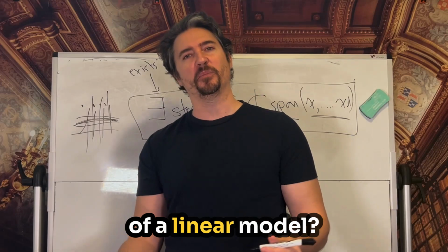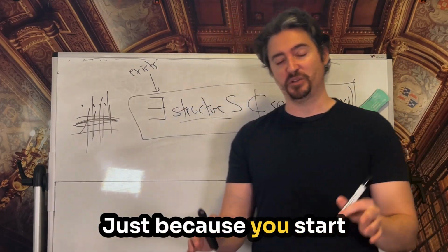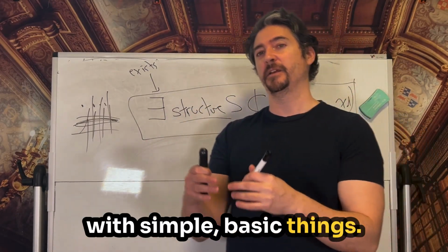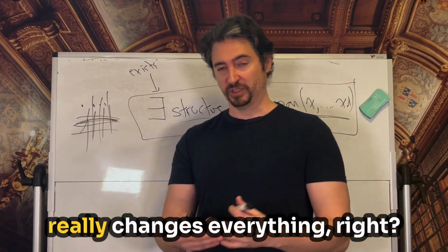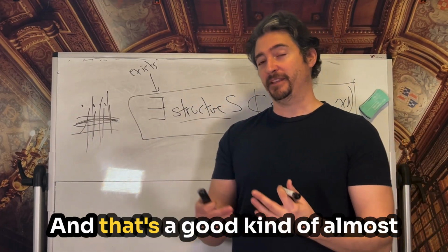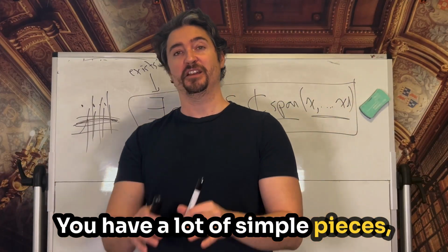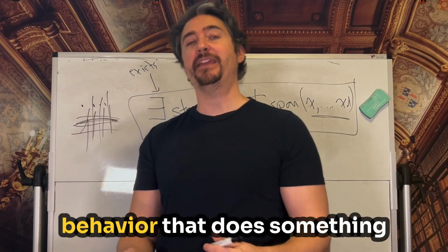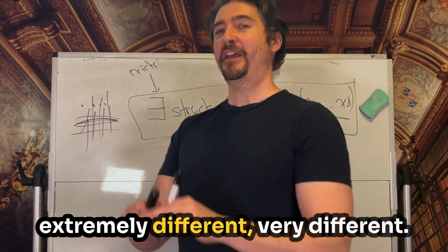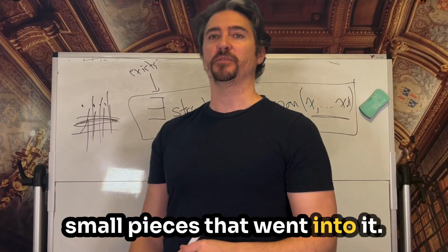So isn't it still kind of a linear model? We're going to see how this is just absolutely not the case, right? Just because you start with simple, basic things, the way you bring them together under complexity really changes everything, right? And that's a good kind of almost definition of complexity, right? You have a lot of simple pieces, you have a ton of them, but through their interaction, you get this kind of emergent behavior that does something extremely different, very different. It does not trace back to the small pieces that went into it.